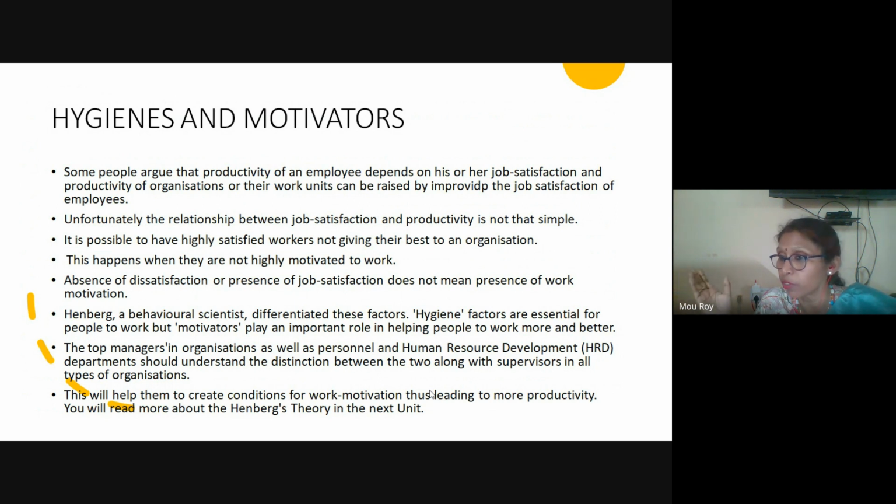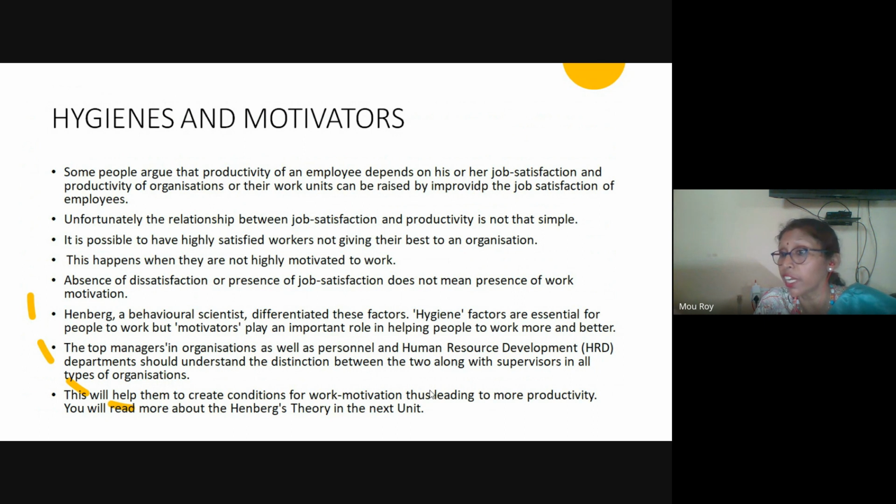But suppose you have to work in the fields, so you will feel tired and you feel, oh my God. So hygiene factors are very essential. Those factors should be provided for the people to work. But motivators help you to do work better.